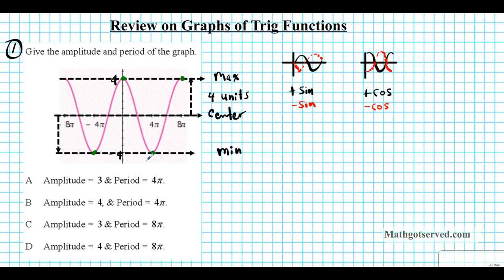Okay, so let's do from max to max. From max to max, we can clearly see that the length from this max to this max is 4 units. No, I'm sorry, it's 8 pi units. From here to here, it's 8 pi units. So the period is 8 pi. All right, so let's write this down. The amplitude we found before, from the center to the maximum, is 4 units. And the period from max to max, from 0 to 8 pi, is 8 pi units long. So we can clearly see that our answer is option letter D.